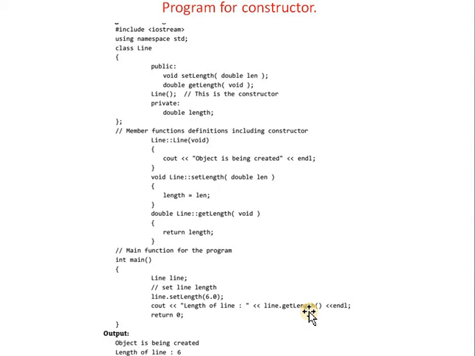So whenever you compile and execute this program, you will get the output as, first the object will be created, because here we call the constructor first. Whenever the object of a class is created, the constructor is automatically called. So it displays the message: object is being created. Then next, the setLength and getLength functions are called. So length of line is 6 will be displayed. This is the execution of this program.